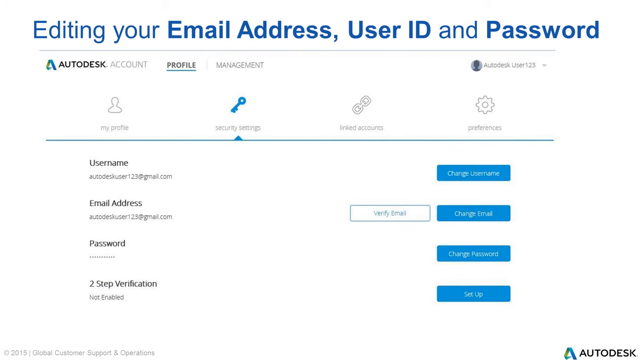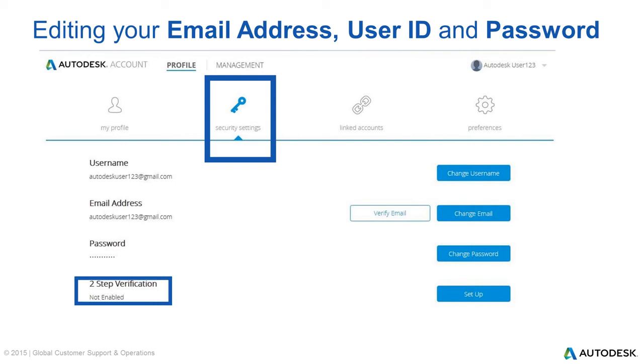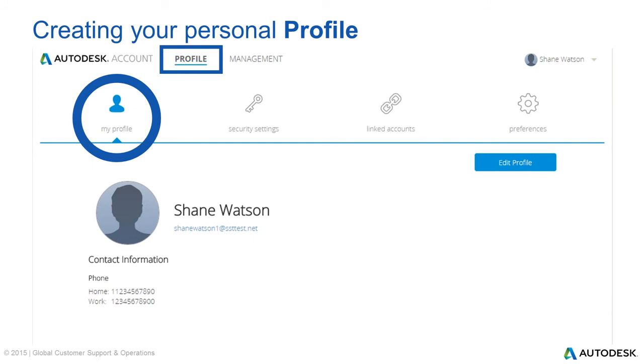So let's move over to the key icon for security settings, where you can update your email address, user ID, and password. You can see options to change each of these account identifiers with the blue buttons on the right-hand side. A new addition to your security settings is at the bottom, called the two-step verification option. By setting this up, a second level of authentication is added during your login to your account. The options for that second level of verification are voice call, SMS messaging, an authenticator app, or email.